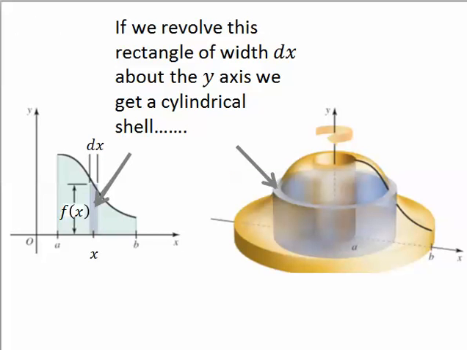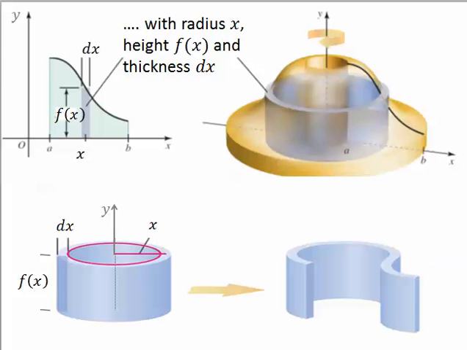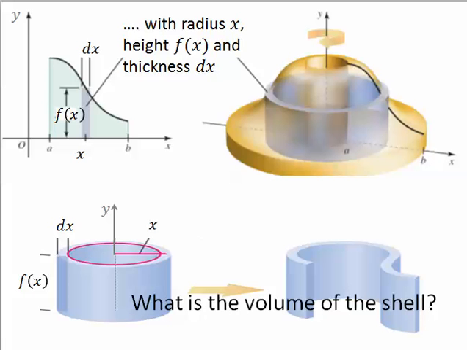If we revolve this rectangle of width dx about the y-axis, we get a cylindrical shell. The shell will have a radius of x, a height of f(x), and a thickness of dx. Suppose we were to cut the shell and spread it open. What is the volume of the shell?